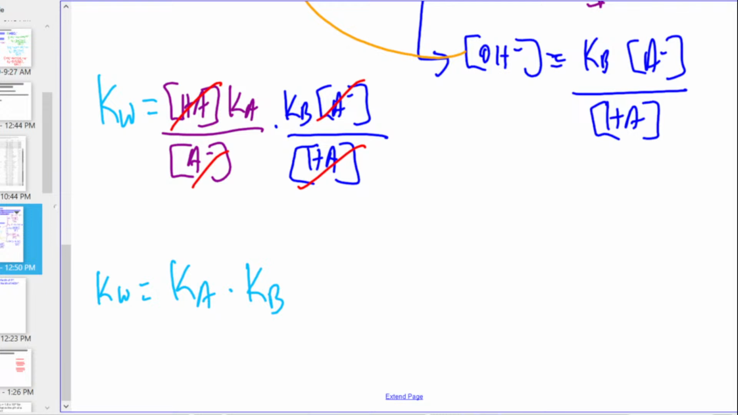Because at 25 degrees Celsius, what does Kw equal? 1.0 times 10 to the negative 14.